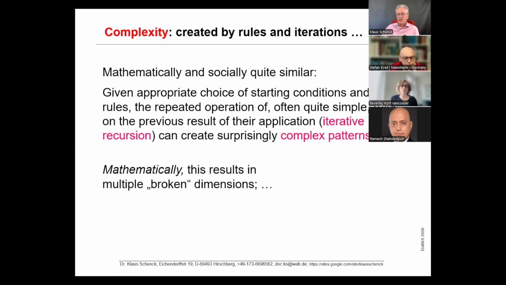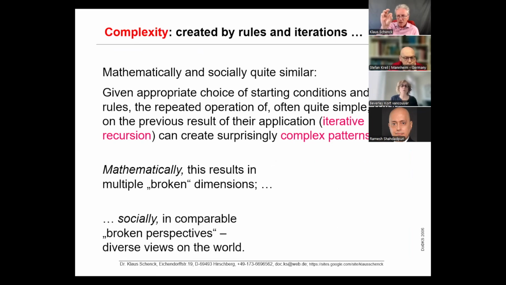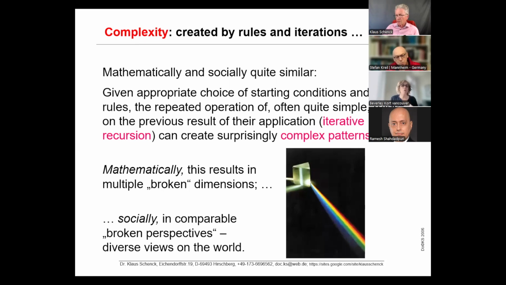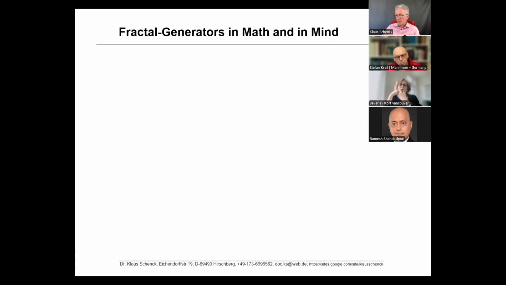Mathematically, the graphics are, as I said, created by repeating a simple mathematical equation, and it results in those not straight lines or squares. It's not one-dimensional or two-dimensional, but it's 1.5 dimensional or 2.7 dimensional. It's broken dimensions. And socially, you may have different perspectives, broken perspectives, diverse views on the world, and what happens is like you break up the light with a prism, and what you get is a rainbow. It's something that is self-similar and beautiful. And it helps in coaching and in therapy.